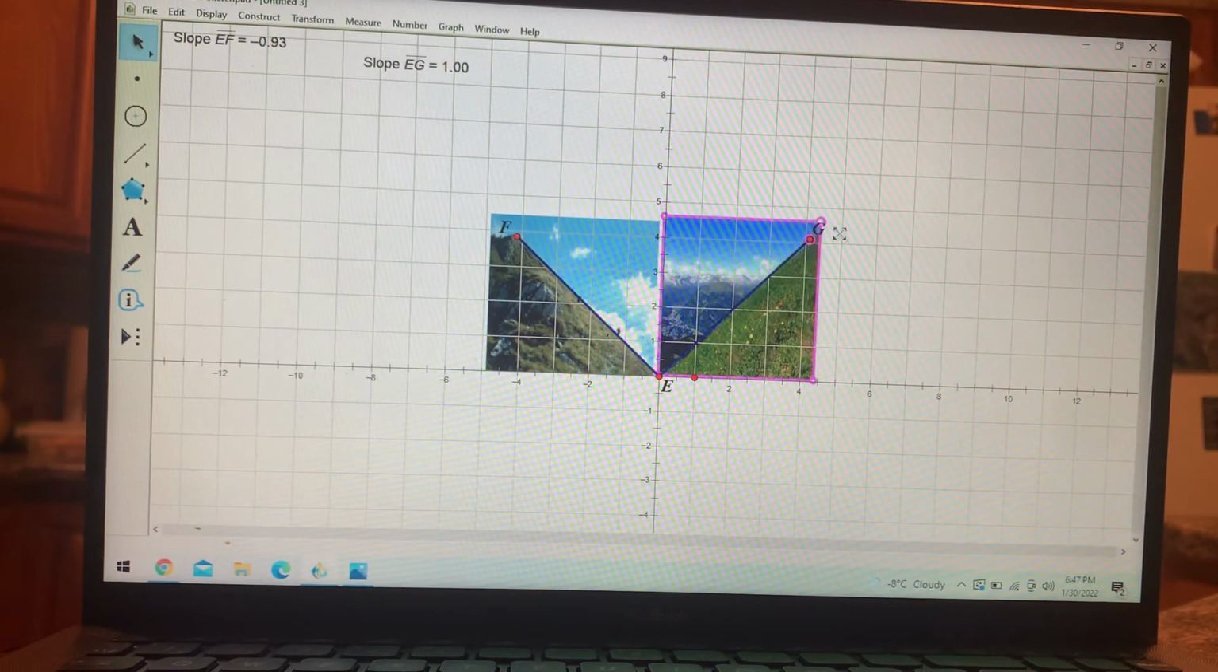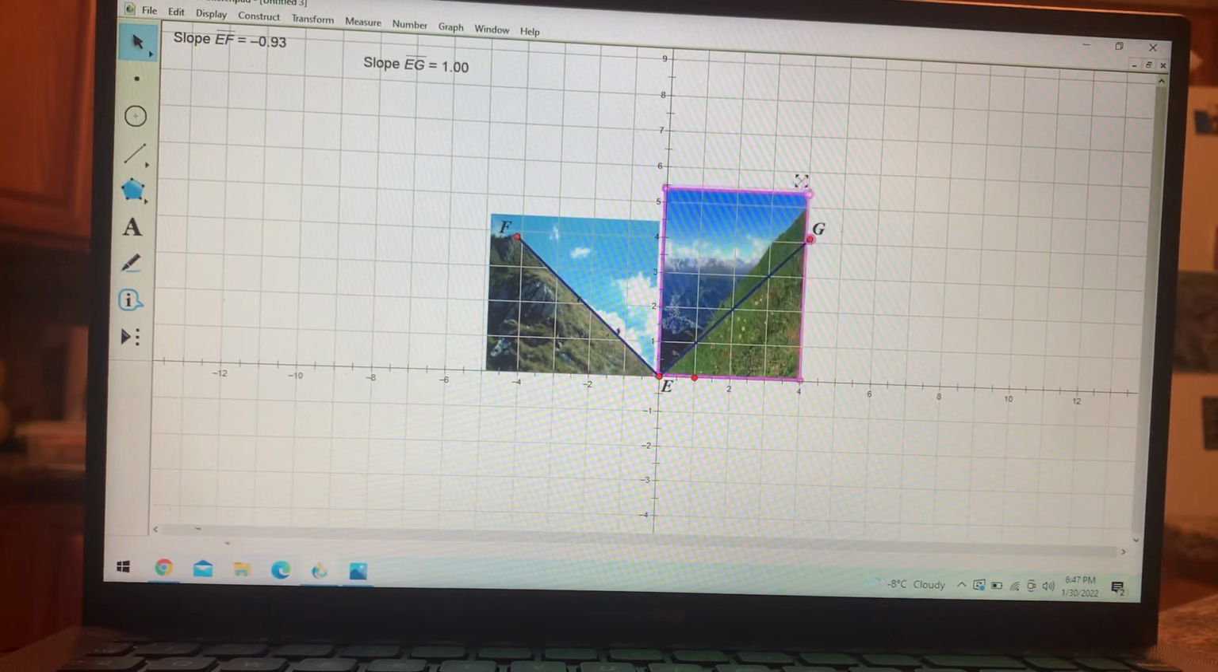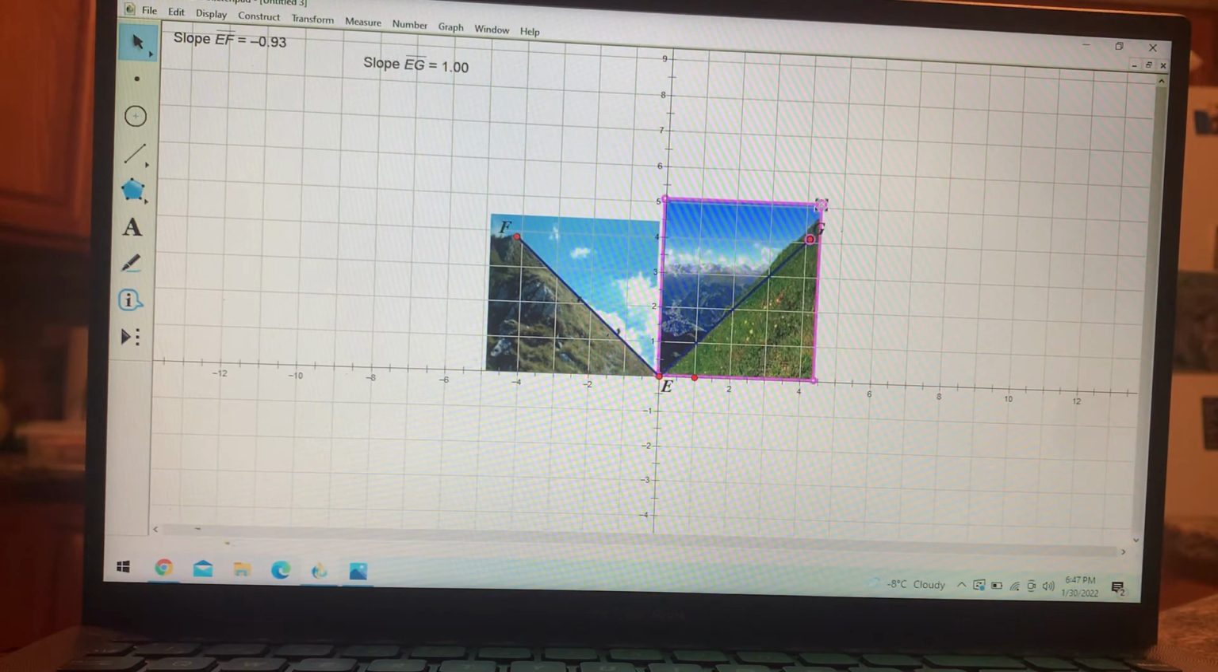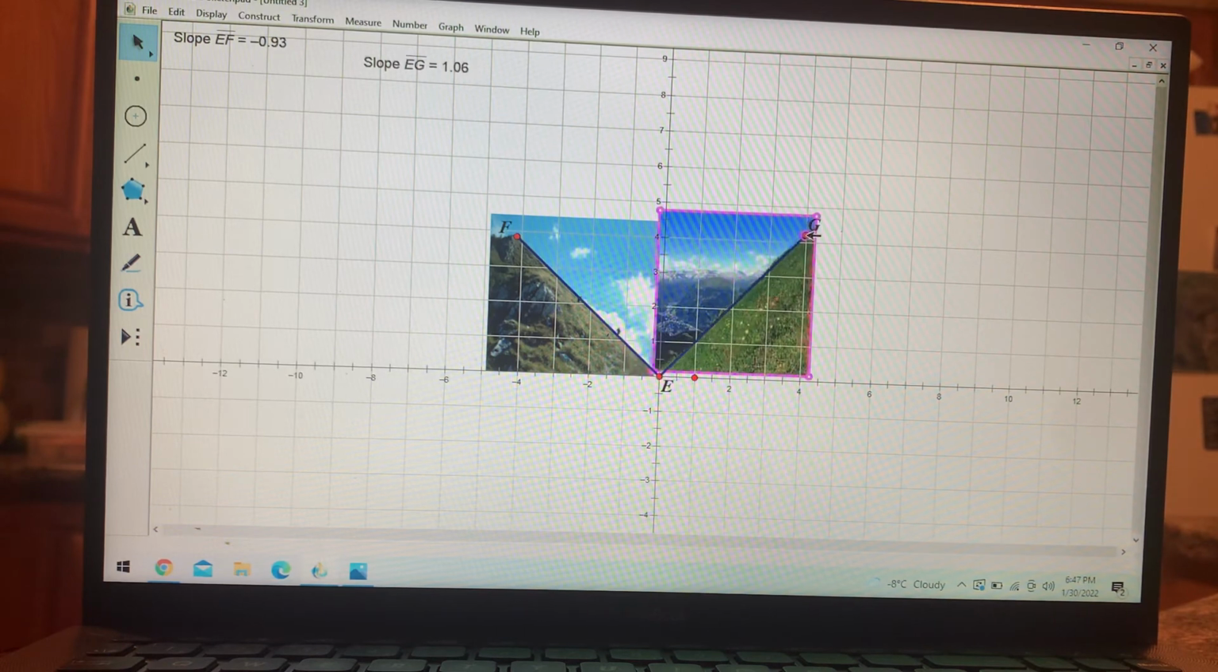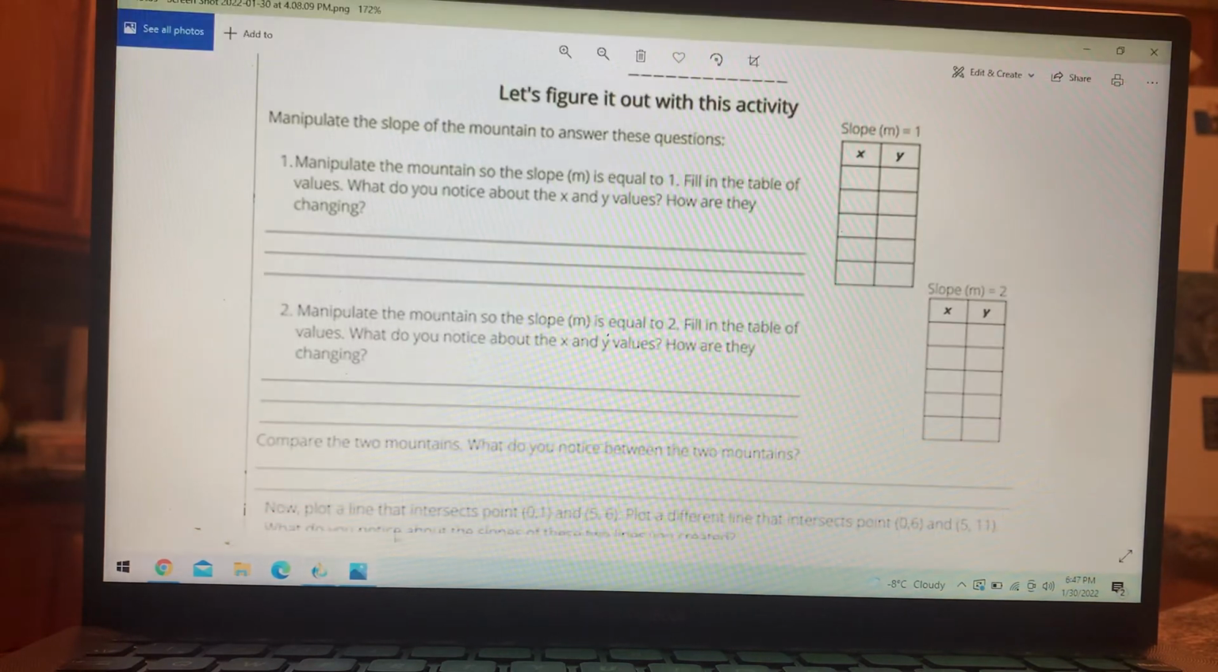However they want to do it, they might manipulate the mountain and try and figure out where it would be to be a slope of 1. And then they kind of match up the mountain to equal that. And then they would go x is equal to 1, and the line crosses right there, so y would be equal to 1. So they would determine the x and y values for this line. They could also extend the line as well if they needed more values.